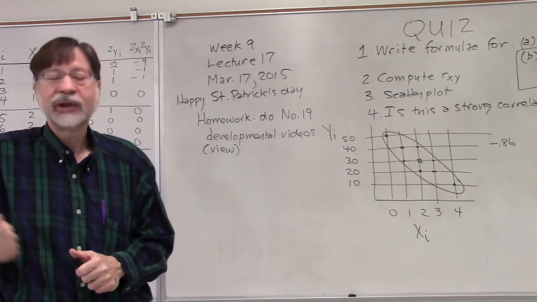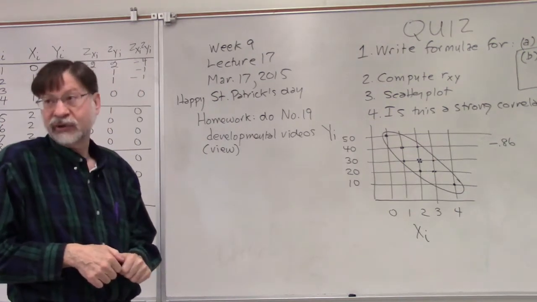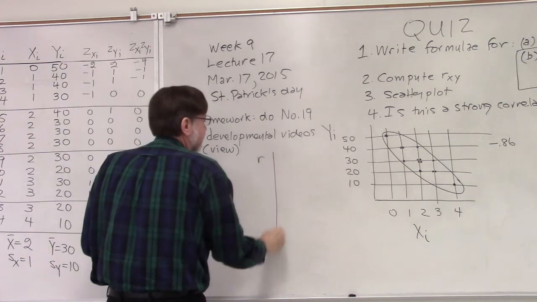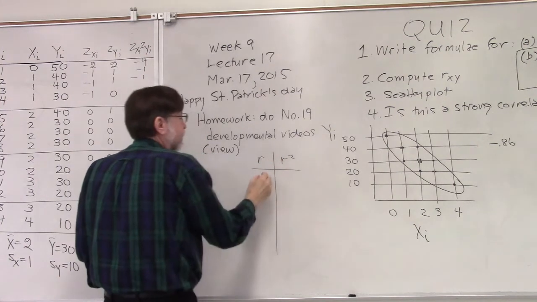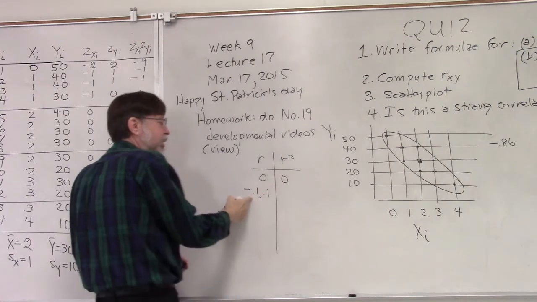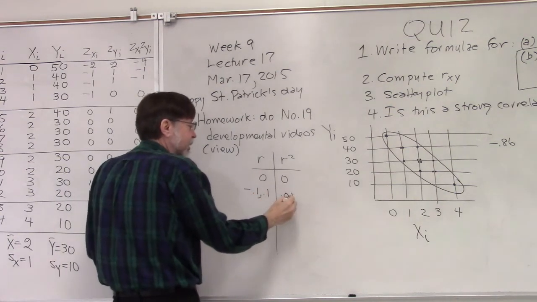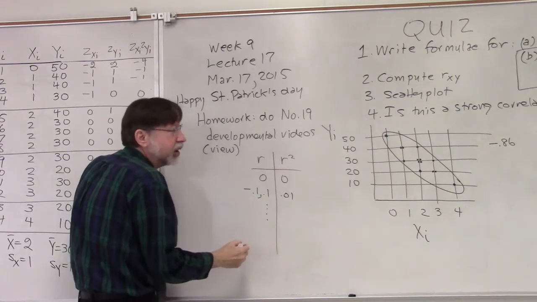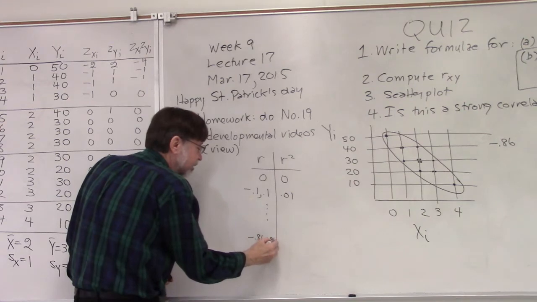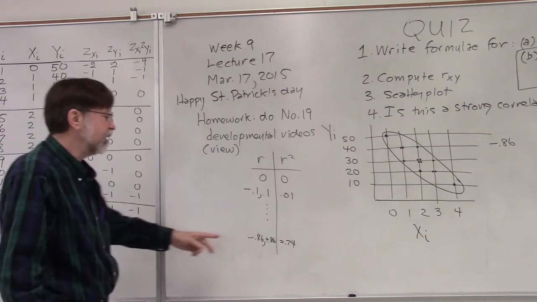You square it. Negative 0.86 squared is about positive. Well, it's always going to be positive. Here's our little table of correlation and r squared. So 0 squared is 0. Negative 0.1 squared is 0.01, and positive 0.1 squared is 0.01. And now we're down here at about negative 0.86, where positive 0.86 squared is going to be about 0.74, so almost 75% of the variance.